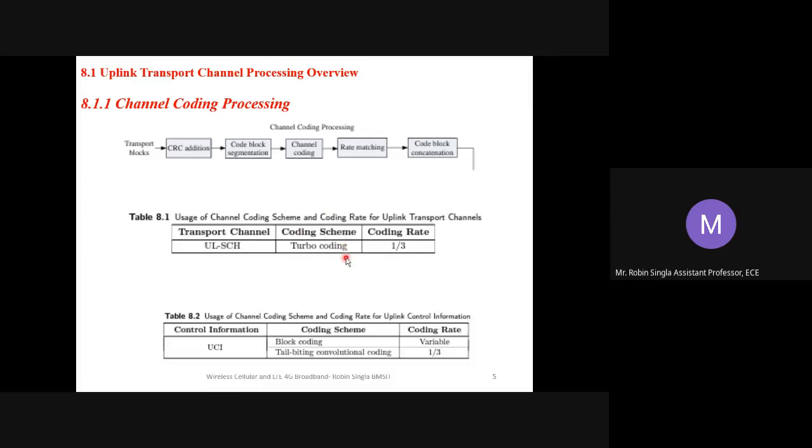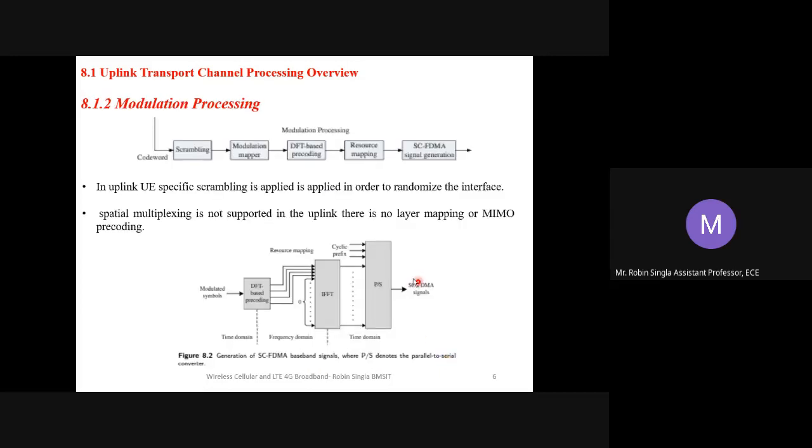And which coding scheme is used for uplink shared channel? It is turbo coding with the rate of 1 by 3. For information signals, UCI, uplink control information, block coding with variable rate, and tail biting convolutional coding with rate of 1 by 3. Then modulation processing, scrambling and modulation mapper is similar to downlink, only difference is user specific scrambling is added.